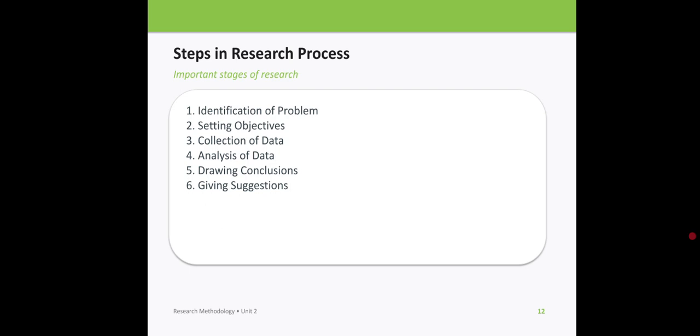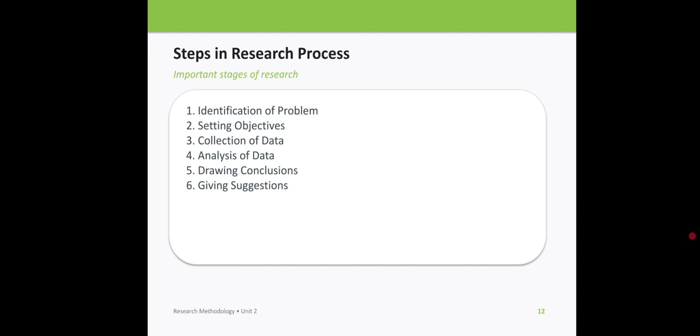The first step is identifying the research problem. For example, a company notices decreasing sales. That is the example of identification of the problem. Next we have setting objectives. Setting objectives means the researchers decide the goals of the study. For example, to identify the reasons for low sales.